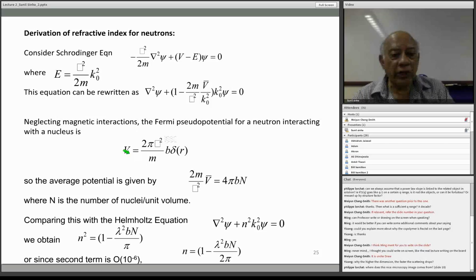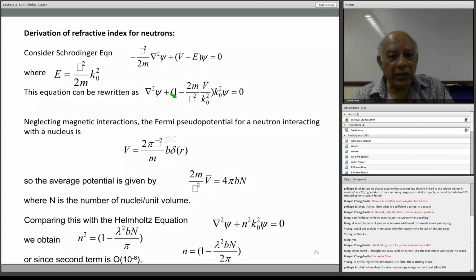And so the average potential, if you average this over the density of nuclei, you'll find that 2m over h bar squared times the average potential, which is this part of this expression here, is simply 4 pi times the coherent nuclear scattering length times the density of nuclei per unit volume. And if you get different types of nuclei, different types of atoms, you have to weight them by their respective densities and scattering lengths and get the average scattering length density. So this is the scattering length density.